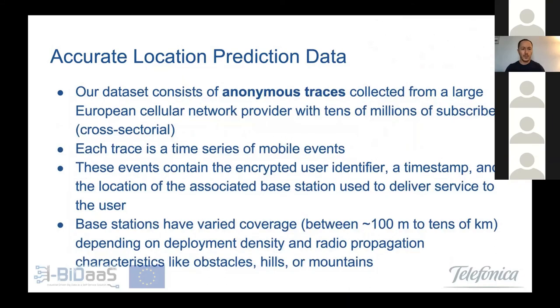Our data set with respect to this use case consists of anonymous traces collected from a large European cellular network by tens of millions of subscribers. And each such trace is a time series of mobile events. These events contain an encrypted user ID. It's like a hash key that, of course, does not identify the user. It's just a dummy number that we give to at least separate this data, a timestamp, and the location of the base station used to deliver the service to the user.